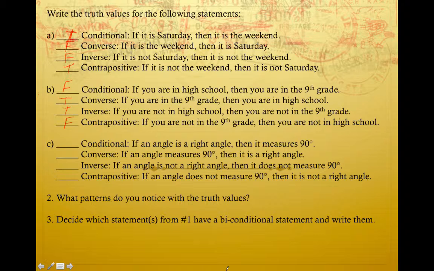If an angle is a right angle, then it measures 90 degrees. That's true. That's the definition of a right angle. If an angle measures 90 degrees, then it is a right angle. Again true. Again the definition of a right angle. If an angle is not a right angle, then it does not measure 90 degrees. That is true, because if it did measure 90 degrees, then it would be a right angle. If an angle does not measure 90 degrees, so it's something other than 90, then it is not a right angle. Again, true.